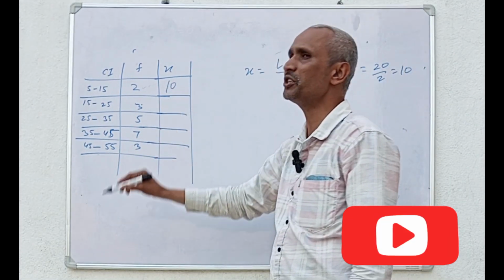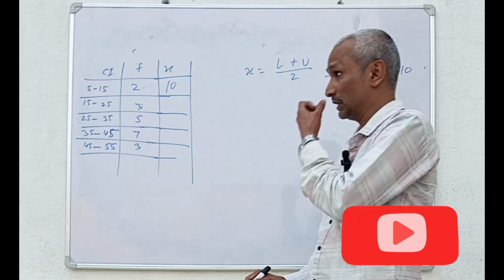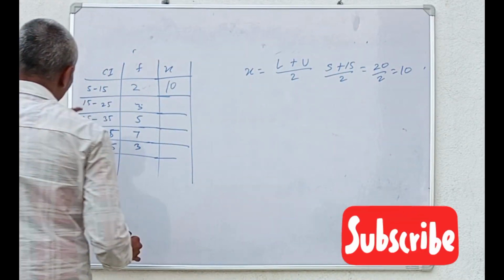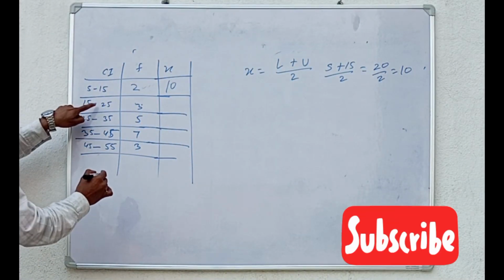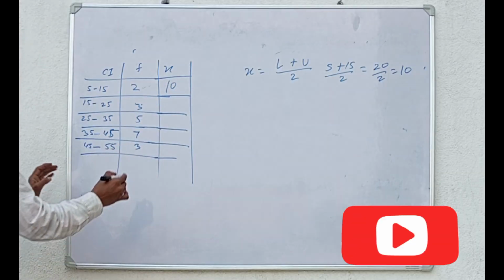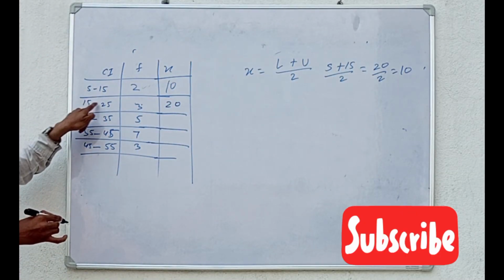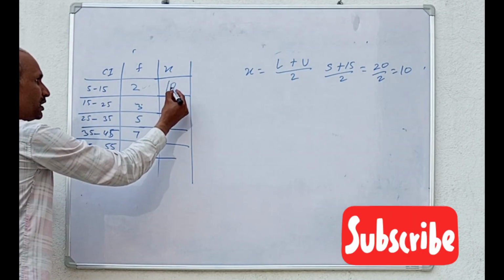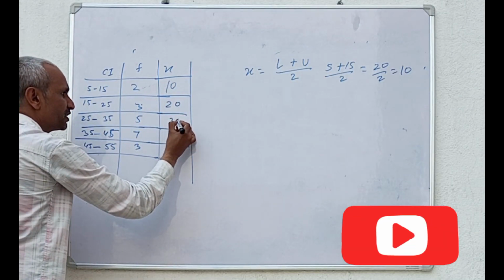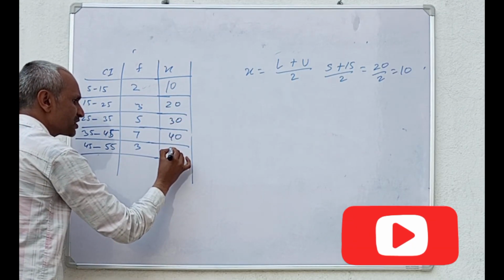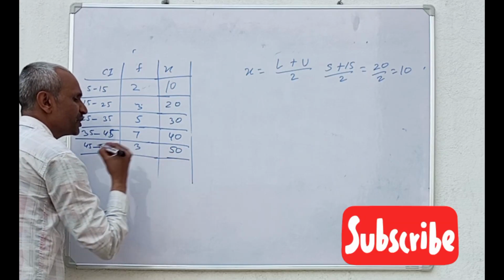This is the middle of the range. Now, 15 plus 25 is equal to 40, and again it will come to 20. But sir, what is the difference for a shortcut? The difference is 10, 10. Just keep adding 10: 10 plus 10 is 20, 20 plus 10 is 30, 30 plus 10 is 40, 40 plus 10 is 50. Like this x will become.